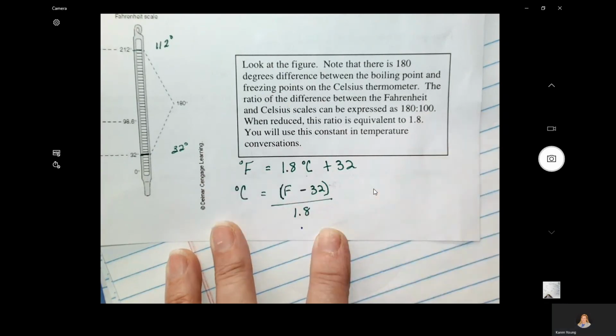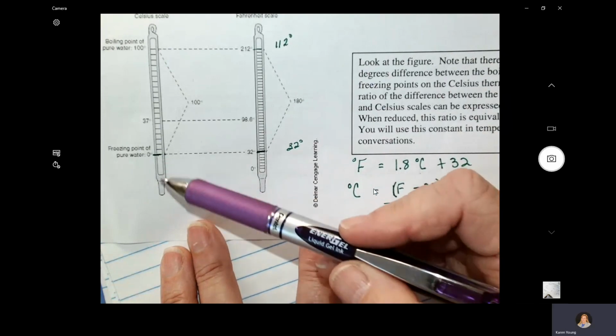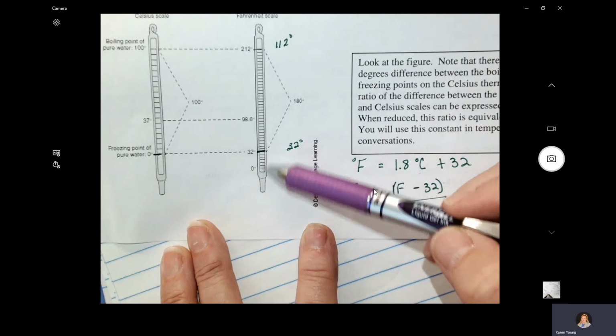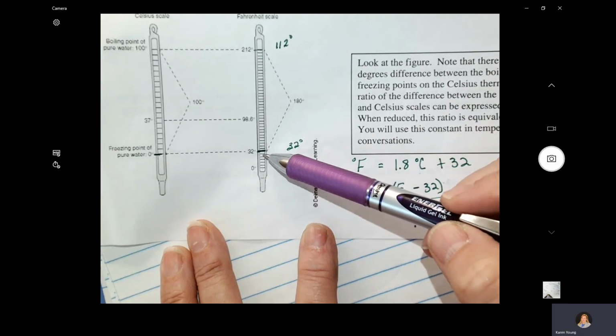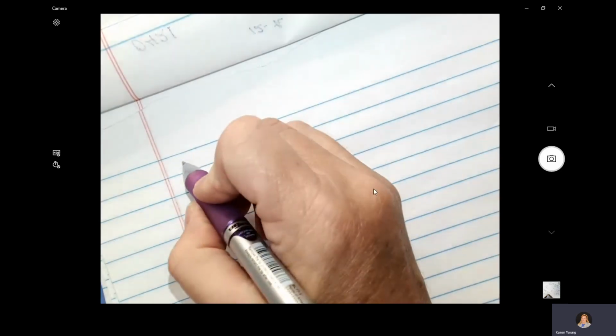Now, the reason we use 32 is because there's 32 degrees difference in the freezing point. That's our starting point. With the Celsius, it's at 0. It doesn't have anything below 0 on the thermometer that shows. But there's 32 degrees from 0 to 32 on the Fahrenheit, and then it's just 0 on the Celsius, so 32 degrees difference. And then our fraction. So 98.6 degrees Fahrenheit, that's normal body temperature. So what is normal body temperature in degrees Celsius?